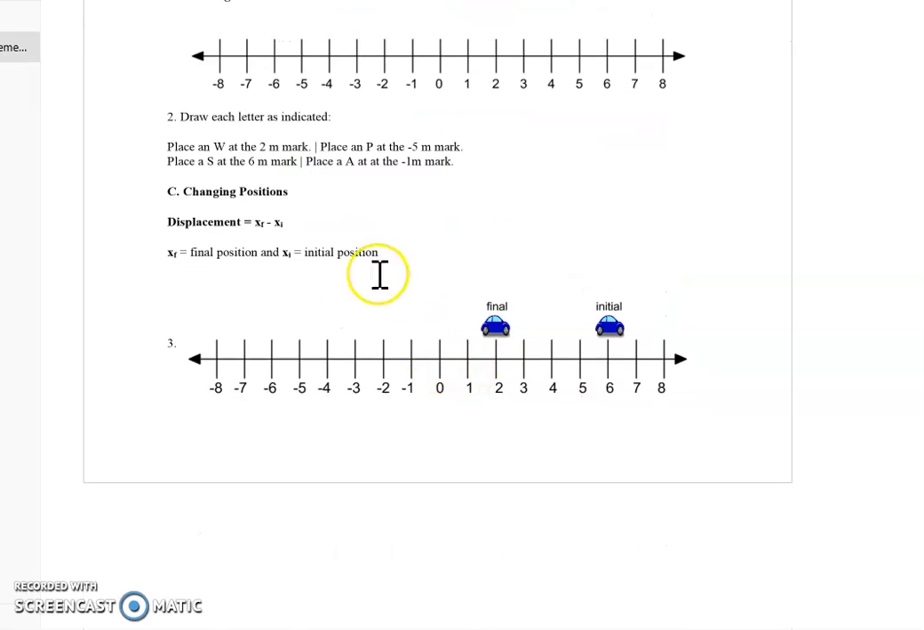Let's scroll down here on this document, and let's do this example for displacement. So displacement is a vector. It is telling us how far away something is from the origin and in what direction. So vector, remember, is magnitude and direction. So the initial spot of this car is at 6. We would consider that the origin. The origin can also be considered the initial position.